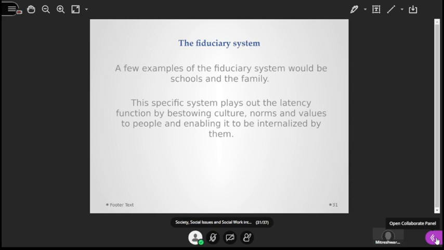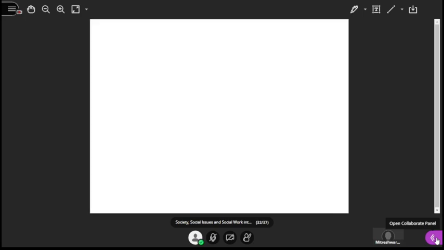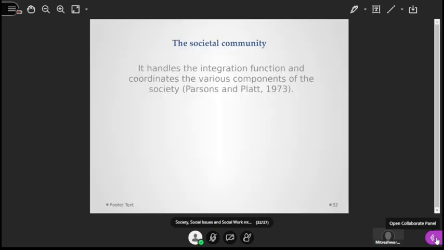The fiduciary system, a few examples of a fiduciary system would be school and the family. This specific system plays out the latency function by bestowing culture, norms, and values to people and enabling them to be internalized by them. D'accord? The societal community handles the integration function, and coordinates the various components of the society.